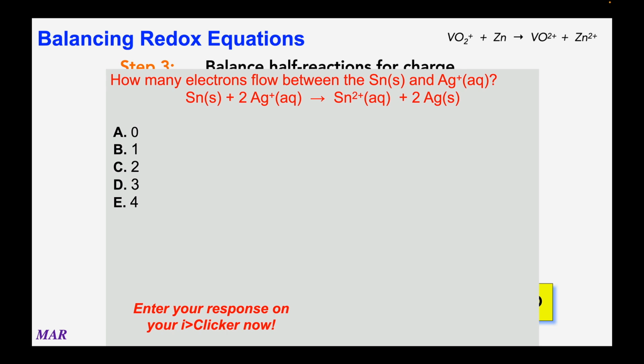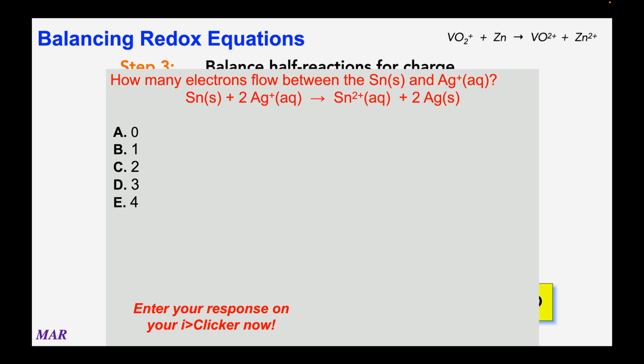Tin is going from a tin 0. Tin solid means tin of a 0 charge. It's going from a 0 charge to a positive 2 on the product side. So that means here that tin is losing 2 electrons to become tin 2 plus.